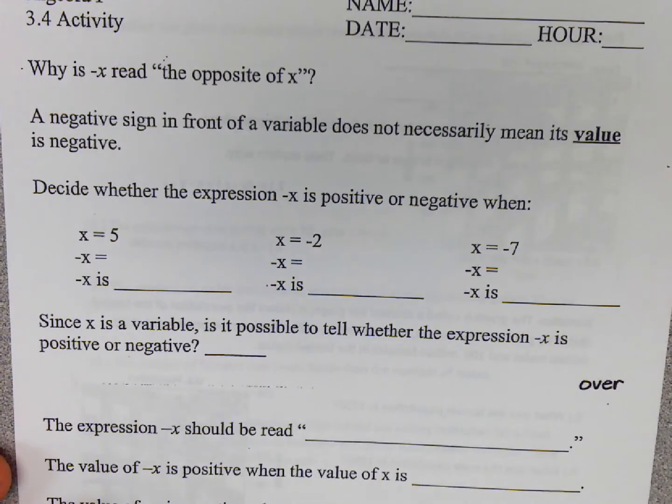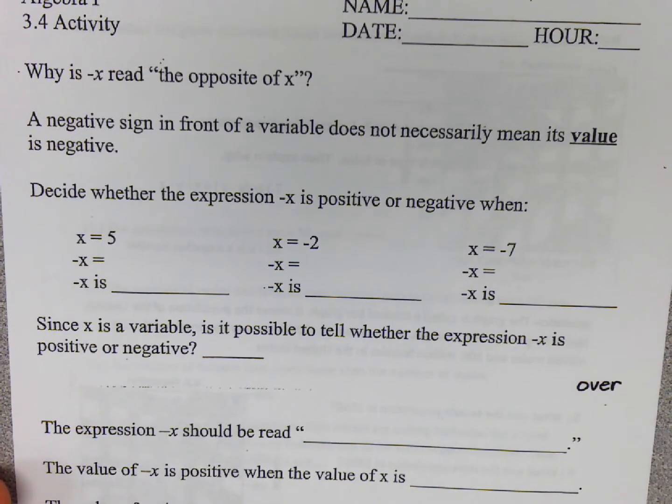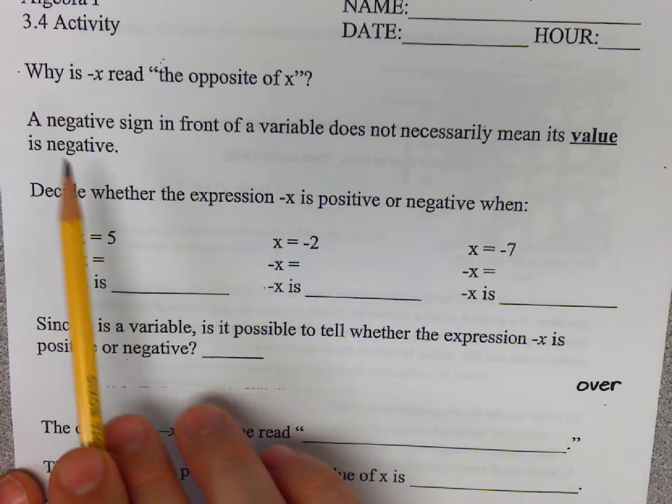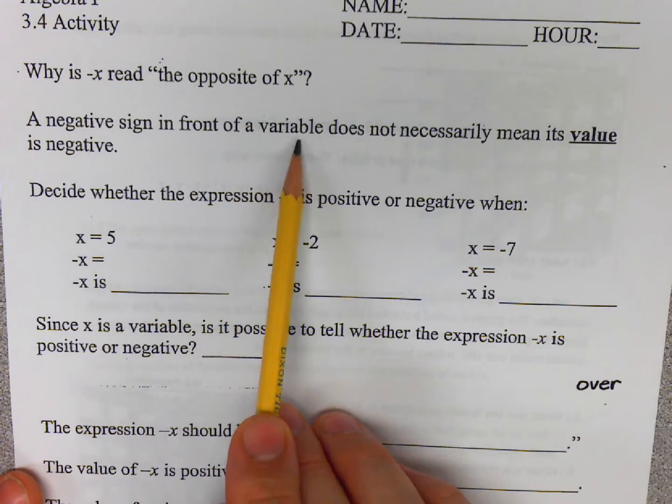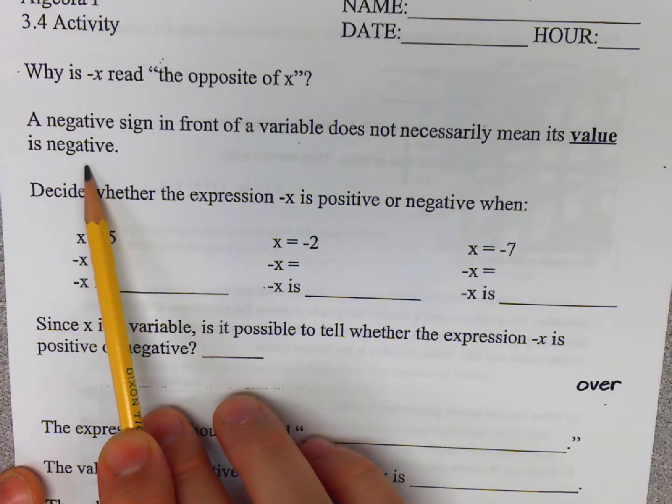All right, this is a 3.4 homework help if you need it. So we're going to go through. I'll help you fill out some of the stuff to get you started. So a negative sign in front of a variable does not necessarily mean the value is negative. So let's look through some examples.